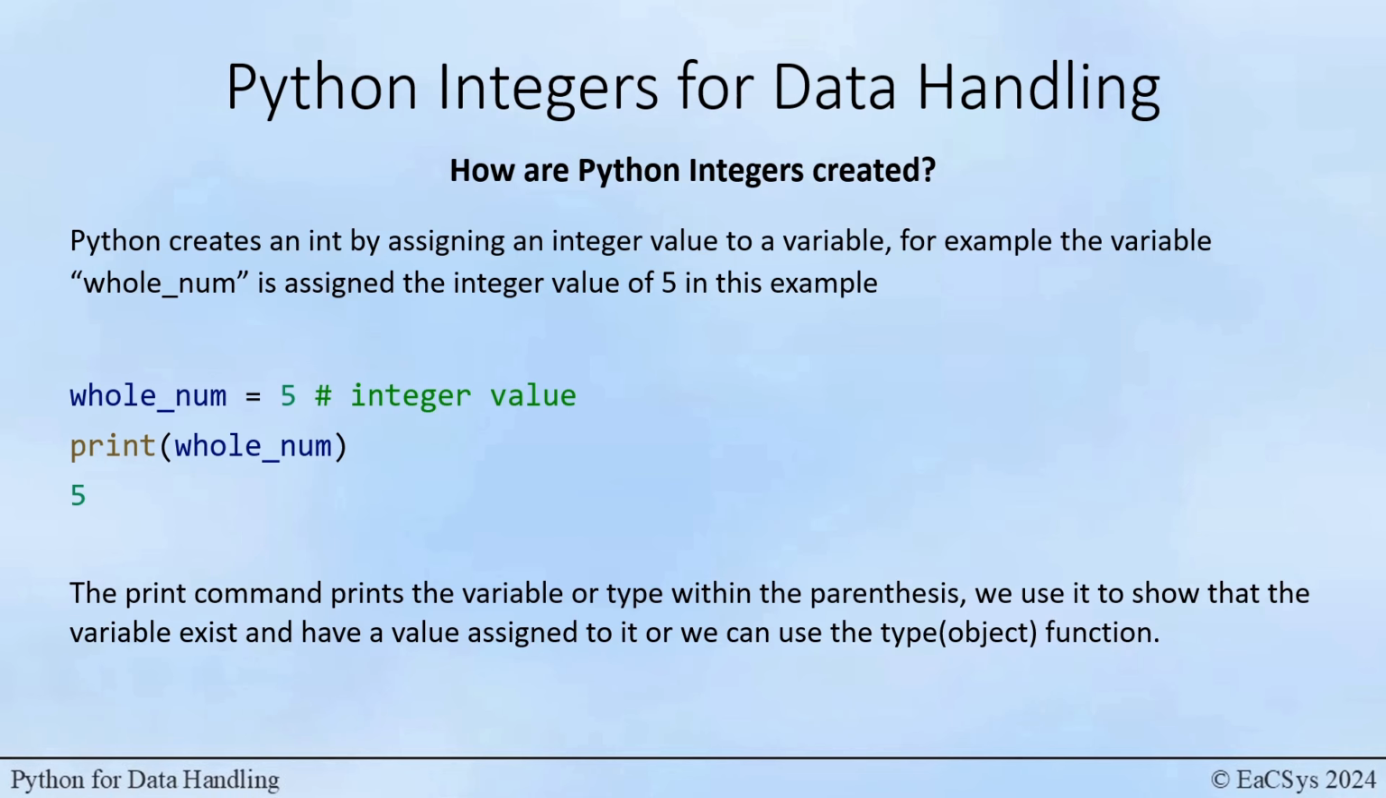And when we run this code, it will assign the variable whole num the value 5, and it will print 5 to the screen. And in this case, we use the print command to show that the variable exists and that it has a value. And another way to check the object type is to use the type function, for example, to print type of, for example, whole num or an int.